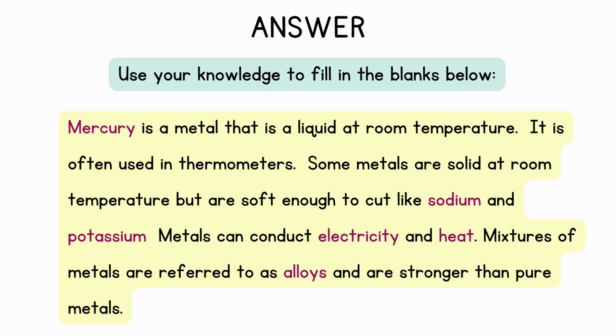Mercury is a metal that is a liquid at room temperature. It is often used in thermometers. Some metals are solid at room temperature, but are soft enough to cut like sodium and potassium. Metals can conduct electricity and heat. Mixtures of metals are referred to as alloys and are stronger than pure metals.